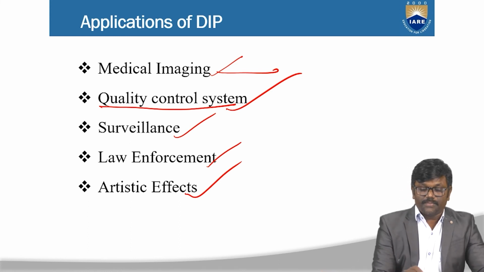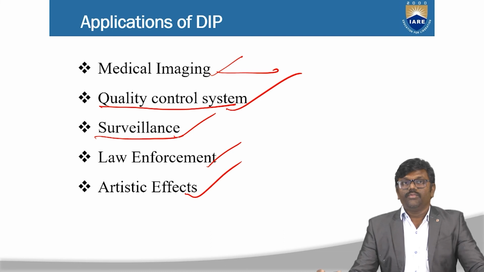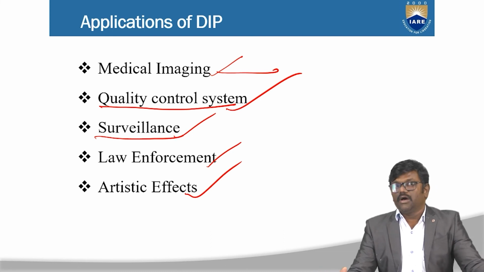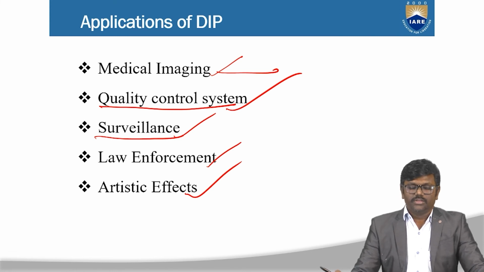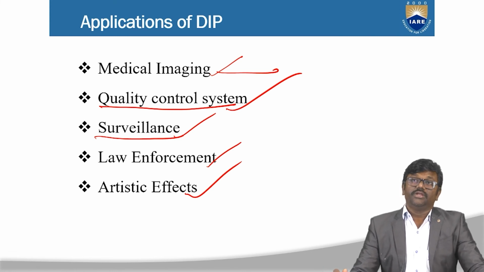Next, similarly, another application is surveillance. What do you mean by surveillance? Right now, in any organization, we are under CC cameras. That means the complete CC camera system is a digital image processing surveillance process only. That also we will discuss later on in detail.